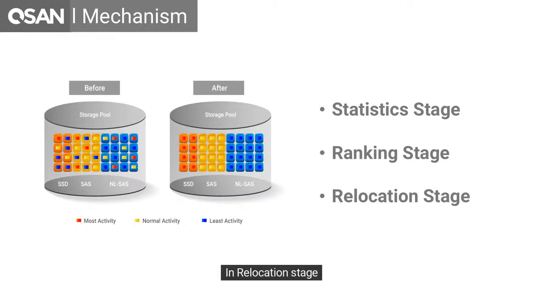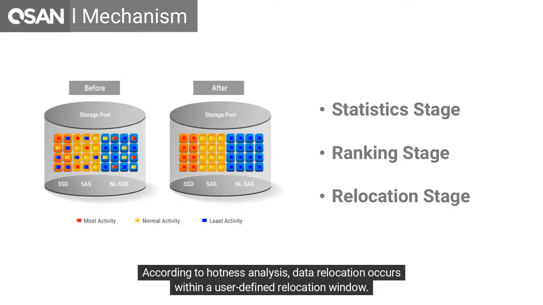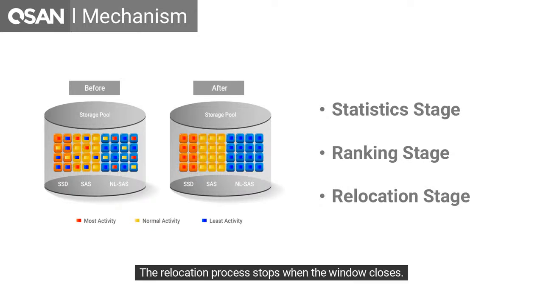In relocation stage, according to hotness analysis, data relocation occurs within a user-defined relocation window. The relocation process stops when the window closes. The relocation rate parameter determines the speed of the process.